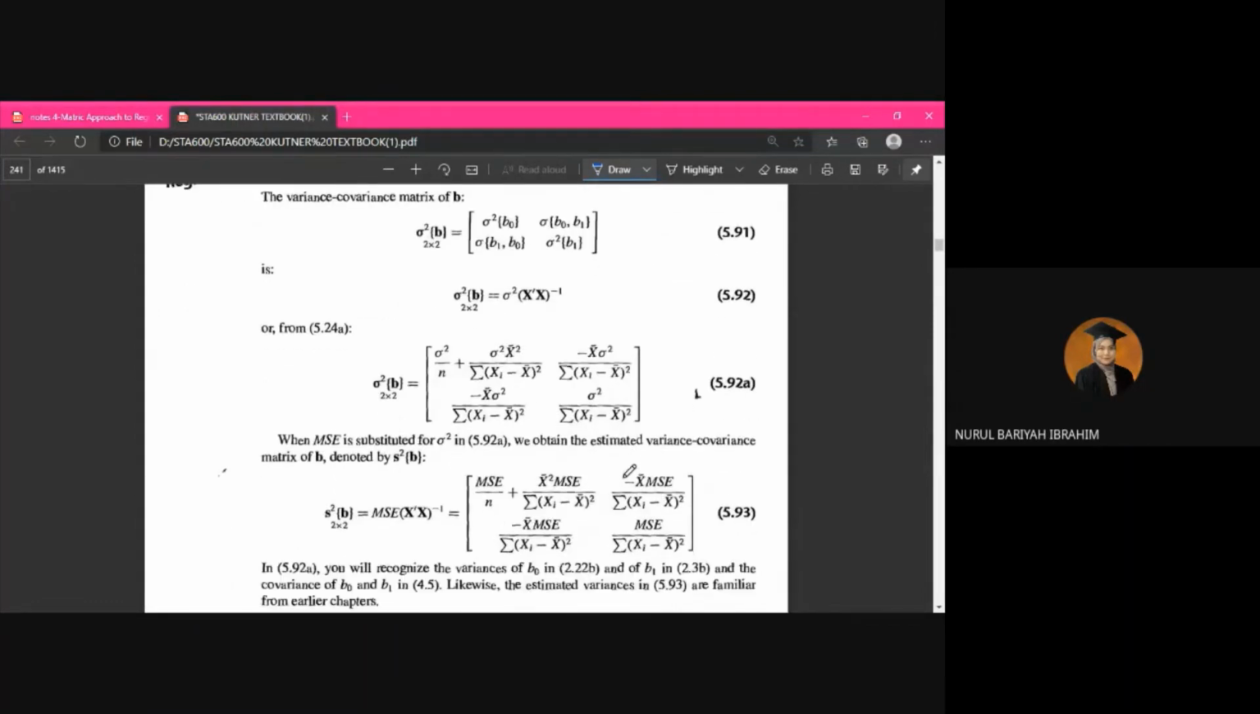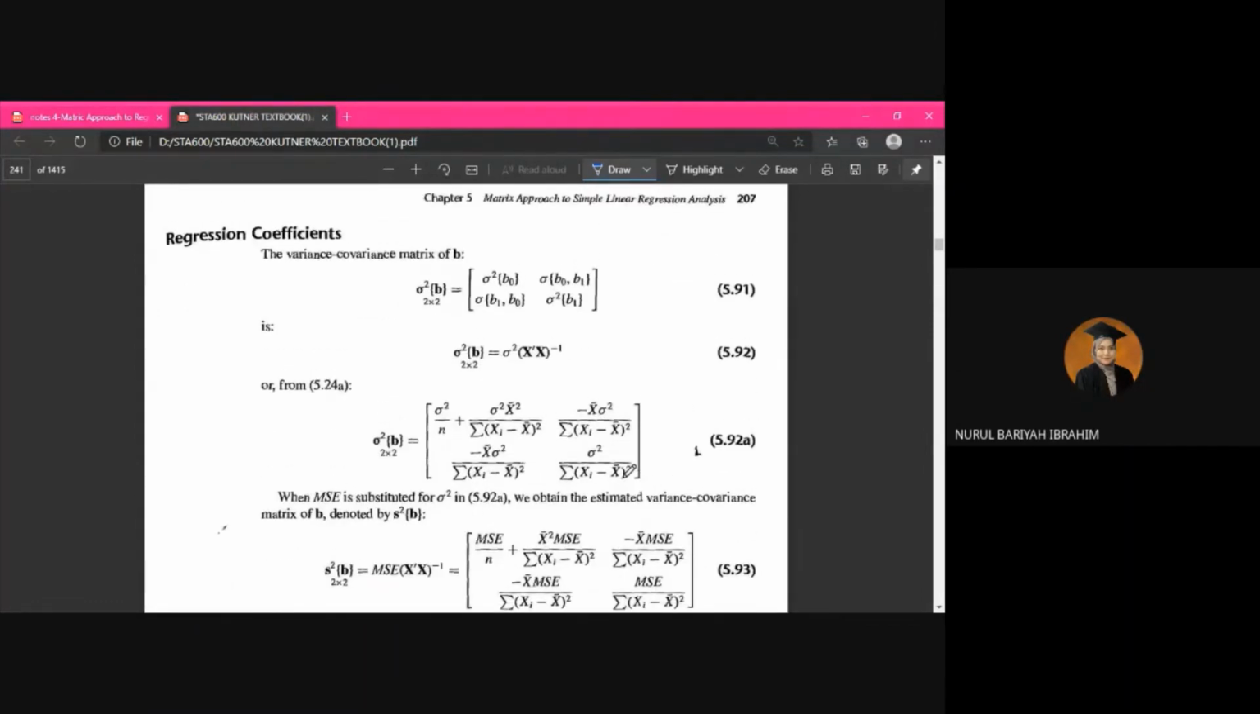In this case, we need the variance covariance matrix for beta. Why? Because we need the value of the variance of beta naught and variance of beta 1 to calculate the confidence interval for the parameter. Okay, so this is the illustration of the variance covariance matrix, and this is the formula to get the variance covariance matrix for beta.